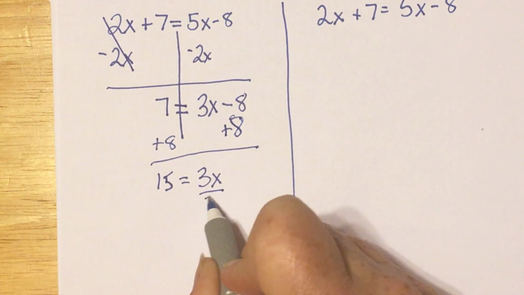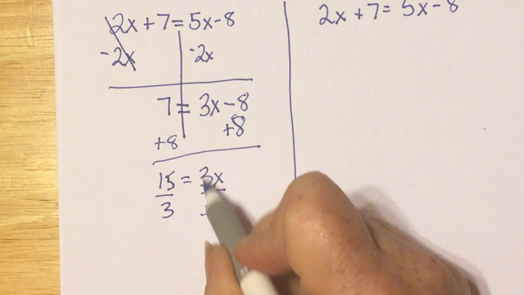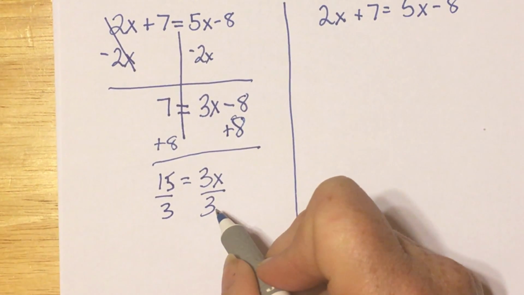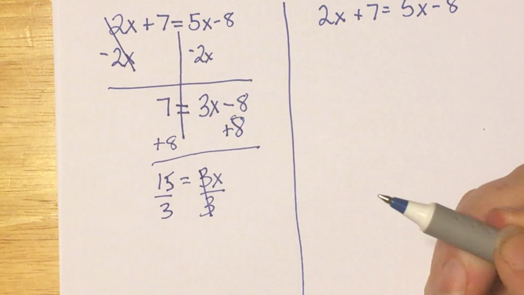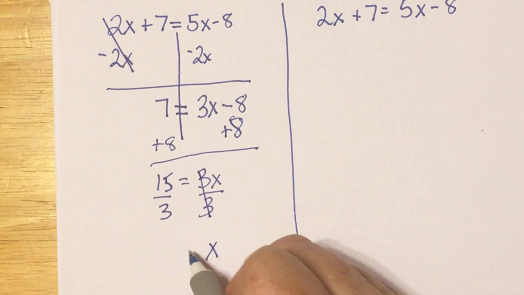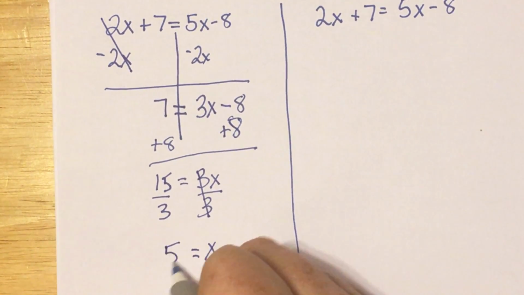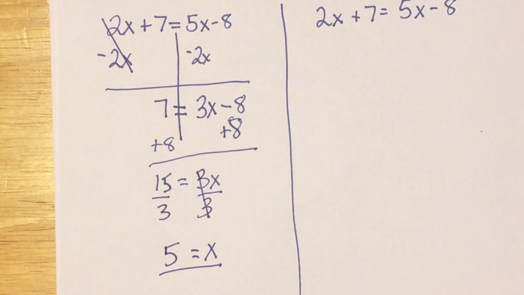I will simply divide both sides by 3 because this time I'm not trying to get 0 x's, I'm trying to get 1 x. And to get 1, you have to divide by the exact number. So I have x on the right and 5. So 5 equals x. Okay?